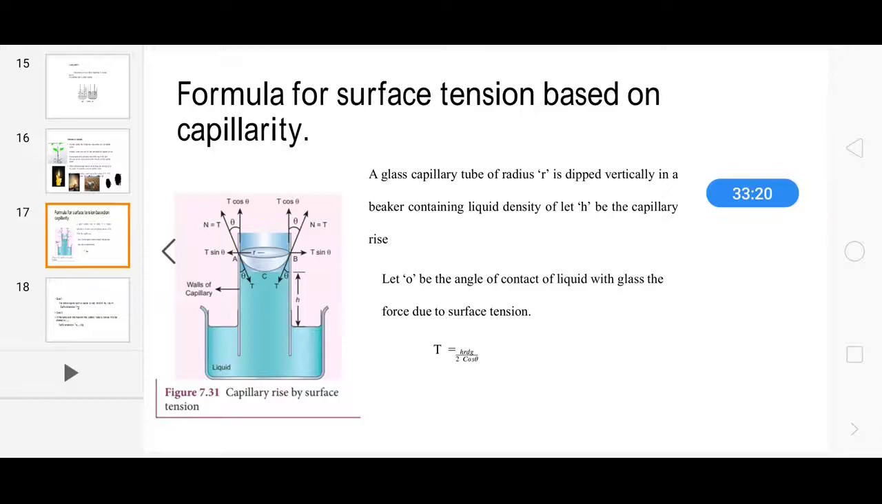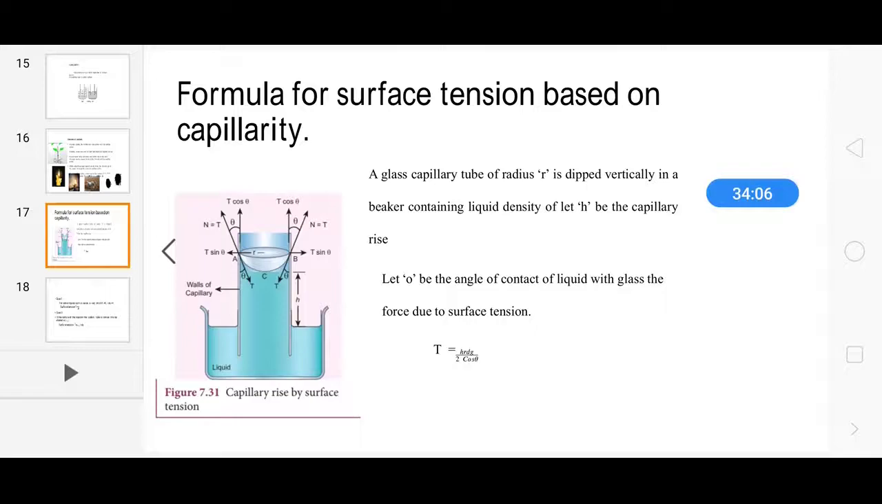And the formula for surface tension based on capillarity. To explain this formula, consider one beaker with water, some liquid, and dip a capillary tube inside the liquid. Then there is a rise in the liquid. So here the capillary tube of radius r is dipped vertically in the beaker containing liquid of density d, and let h be the capillary rise. h is the rise of liquid in the capillary tube.